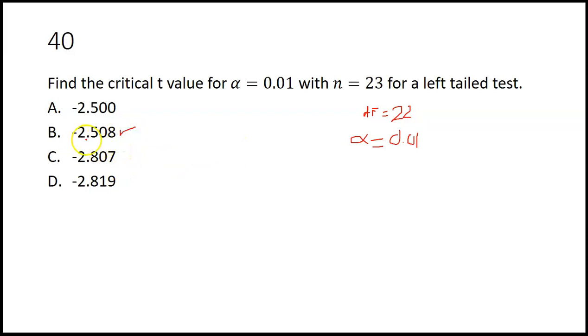Let's say in the possible answers, there is positive 2.508 and negative 2.508. The reason you have to choose negative for this is that it's a left tail test. If it is a right tail test, your answer will be positive. But you check it the same way.